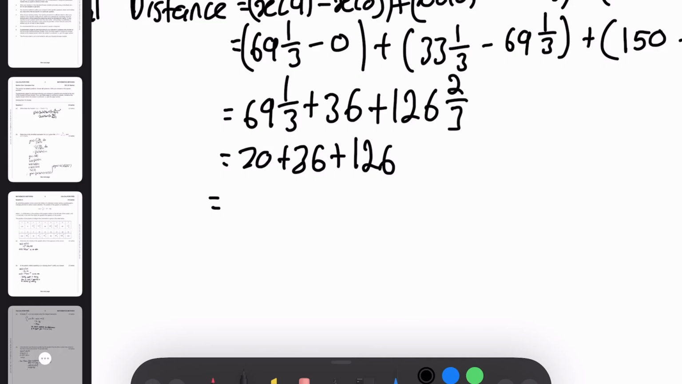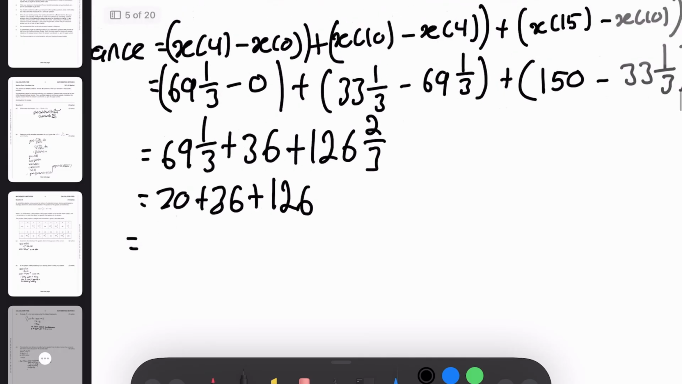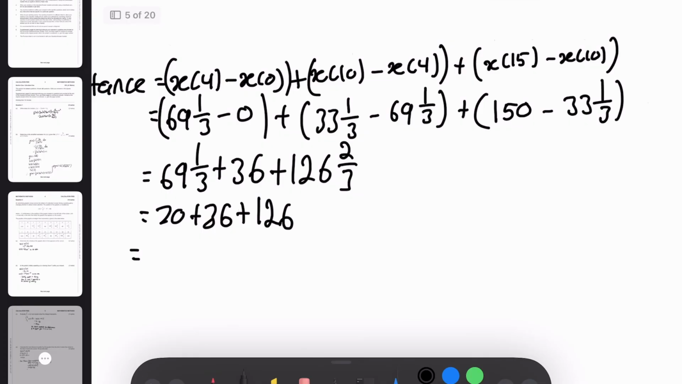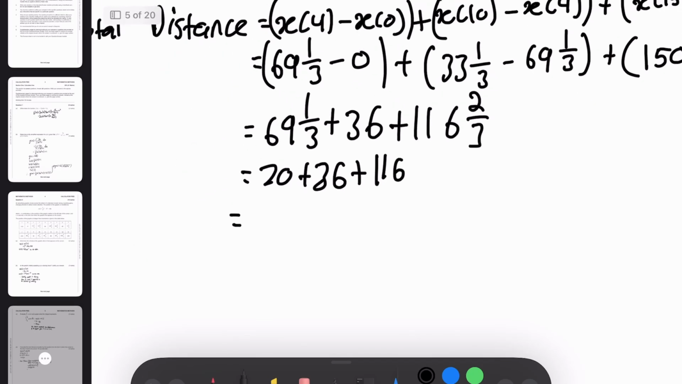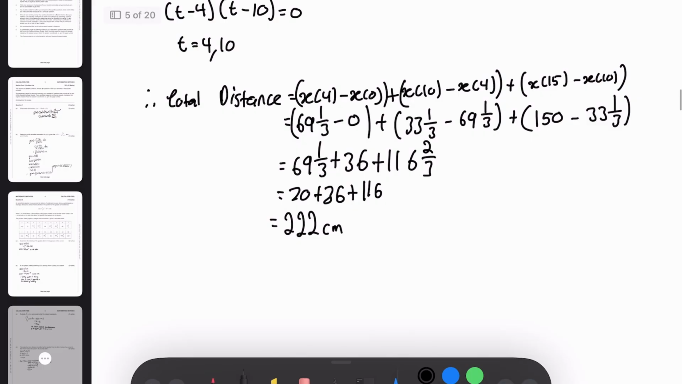Hold on, I think I did something wrong here. Oh yes, this is supposed to be 116. Whoopsies. Okay. So then we're going to have 106 from these two. 106 plus 116 is going to be 222. And just remembering our centimeters. And I believe that's our answer. Yes, 222. Excellent.